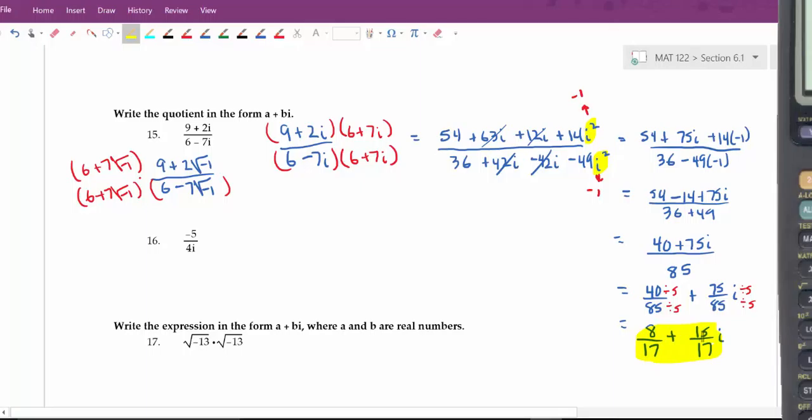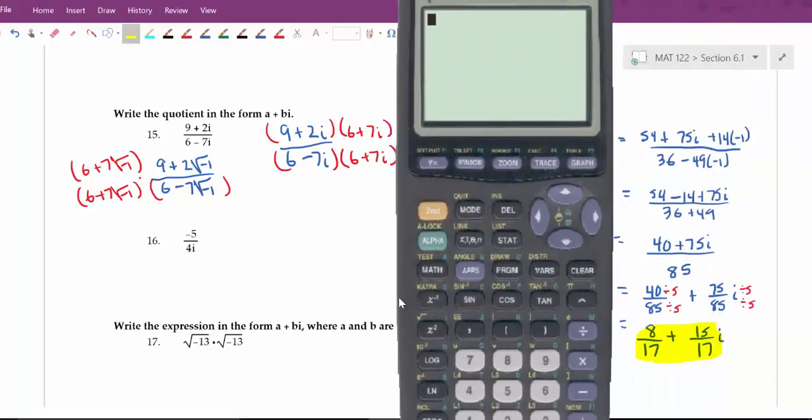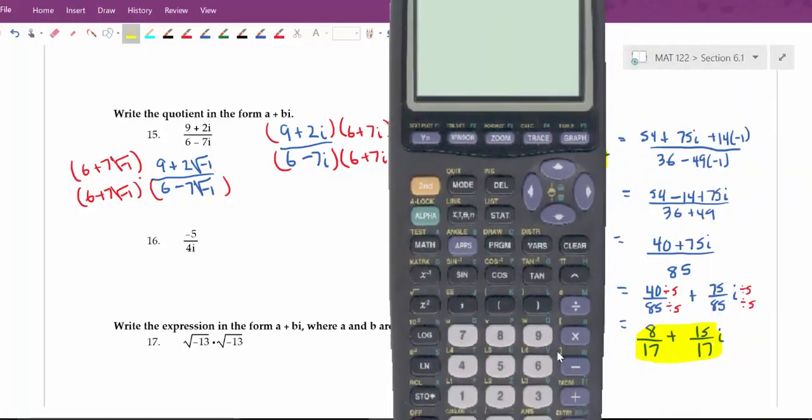Okay, and then this is a problem that you can check also on your calculator. Your calculator will do this. You just put it in like this. You'd do 9 plus 2i divided by, and then new set of parentheses. Be sure you do parentheses. So it'd be 6 minus 7i. And you'll get decimals on this like this.